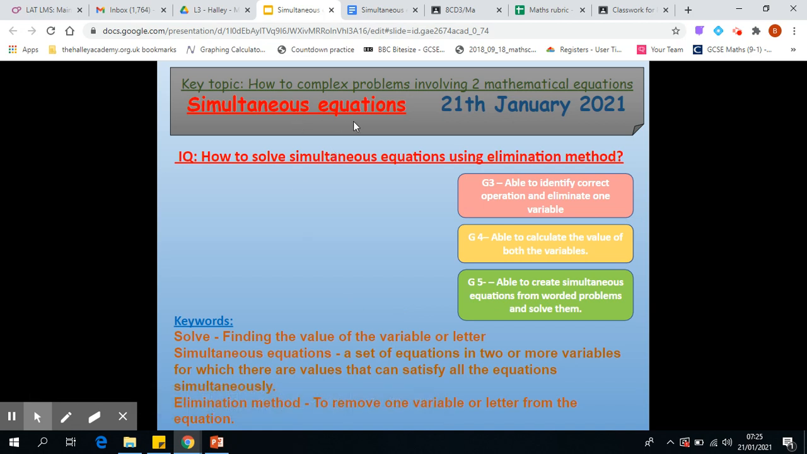Simultaneous equations. In this lesson, we will be going through what simultaneous equations are, and then we'll be solving them using the elimination method.